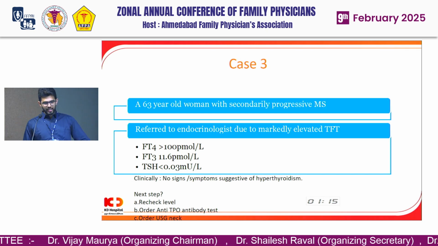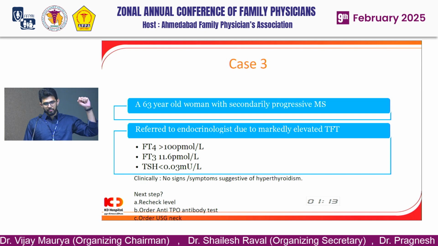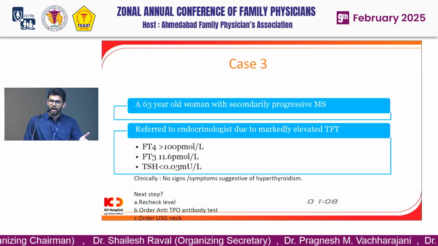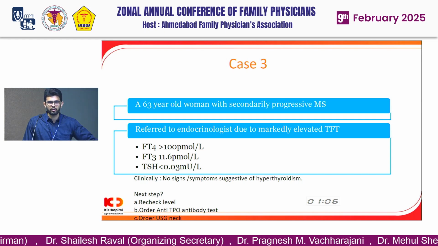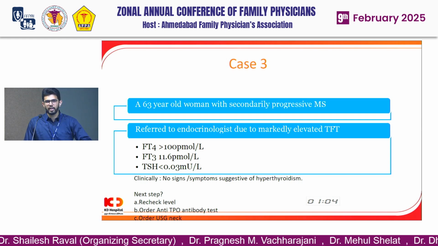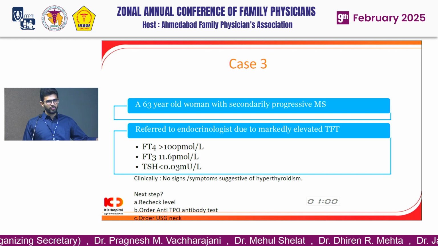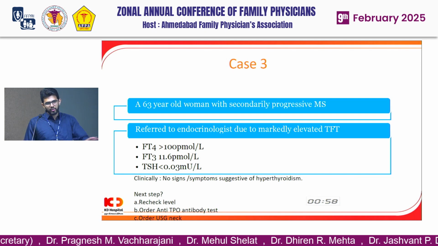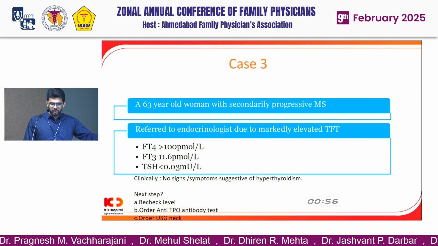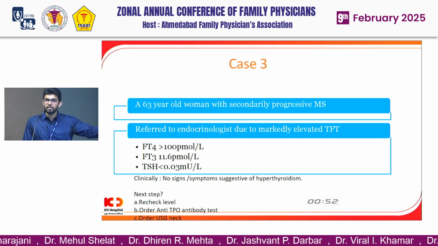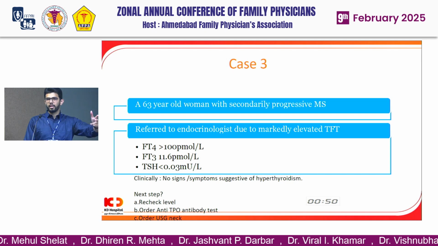Sorry. Case 3, a 63-year-old male who had progressive multiple sclerosis and was referred with this kind of thyroid profile: very low TSH, very high T4, T3. Surprisingly, on clinical examination, no hyperthyroid features, no significant goiter. So we had a suspicion. What to do? The next possible step: should we recheck the levels? Should we go ahead with anti-TPO levels? Should we go for a USG neck? Option A.